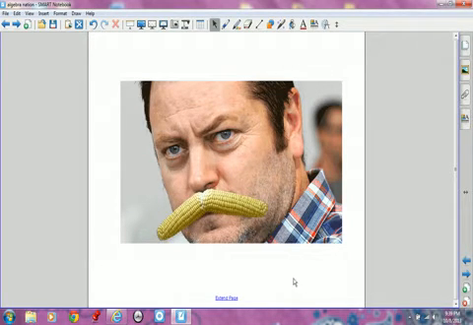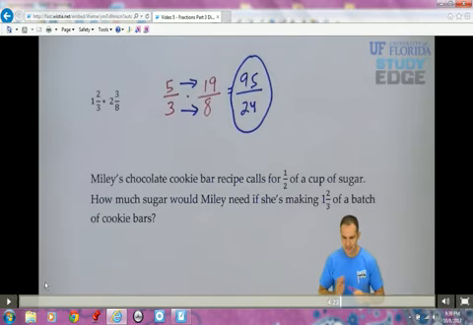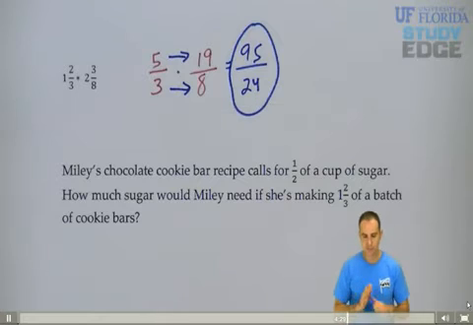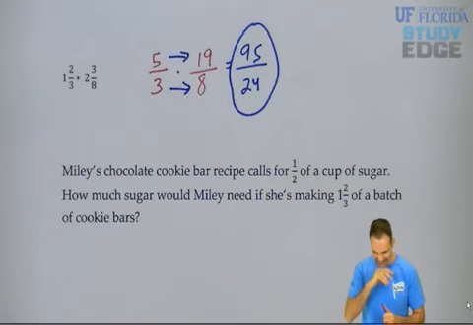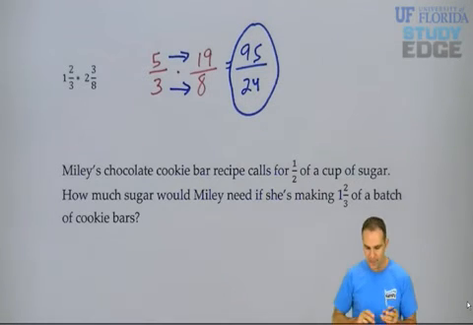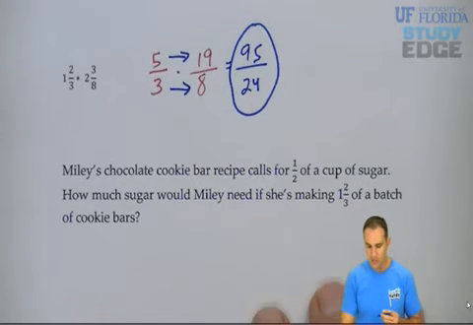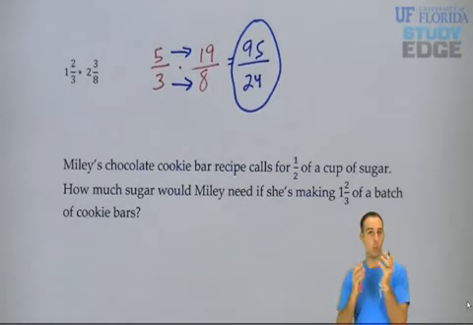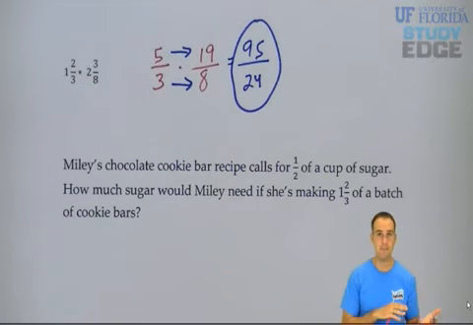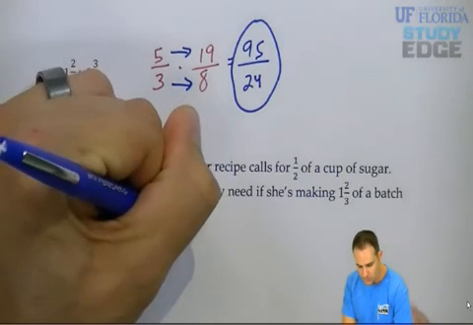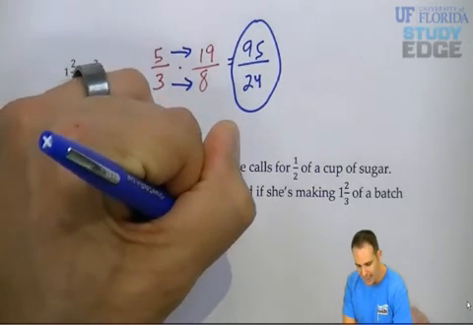Of sugar. How much sugar would Miley need if she's making 1 2/3 of a batch of cookie bars? Okay, so her recipe calls for 1/2 of a cup of sugar. How much sugar would she need if she's making 1 2/3 of a batch of cookie bars? That means that if it was just one batch, she would just need a 1/2 cup. But she has 1 2/3 of a batch. So we would have 1 2/3 times a 1/2 cup here.